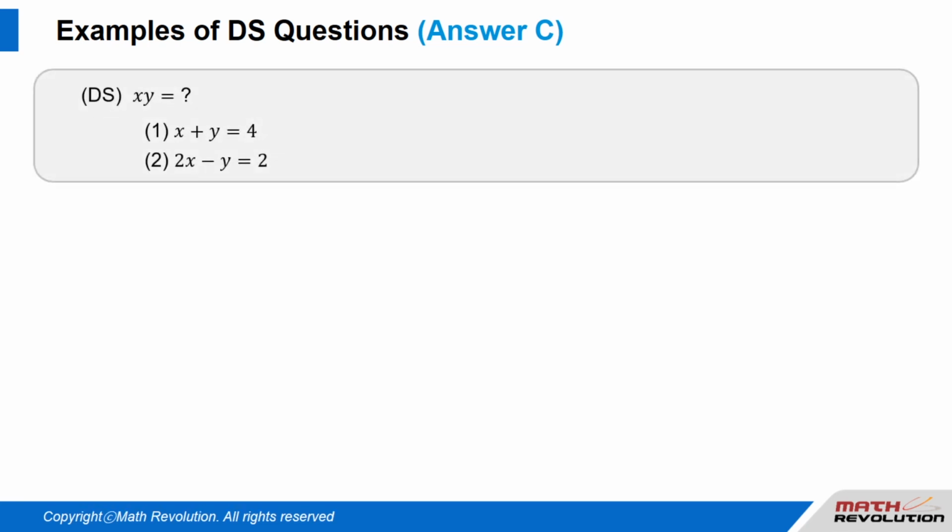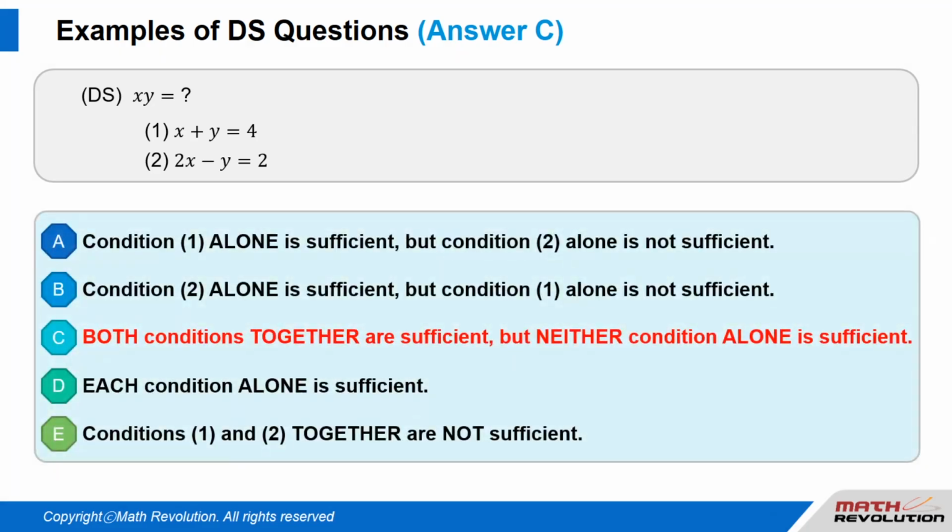DS. X times y equals what? Condition 1. X plus y equals 4. Condition 2. 2 times x minus y equals 2. Answer C. Both conditions together are sufficient, but neither condition alone is sufficient.